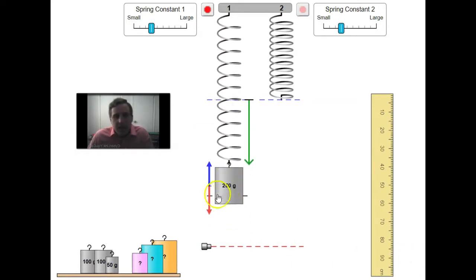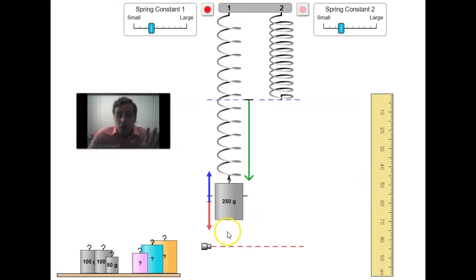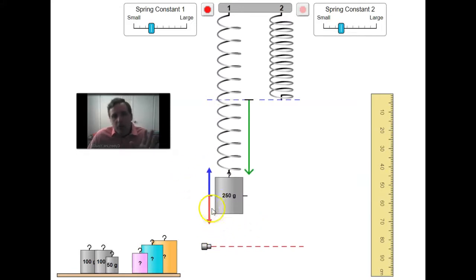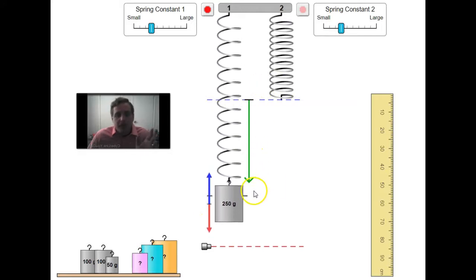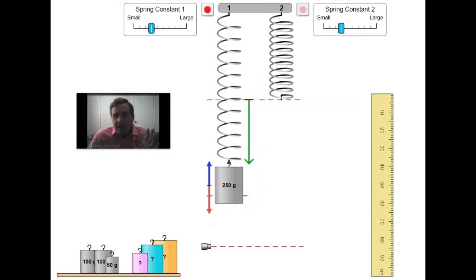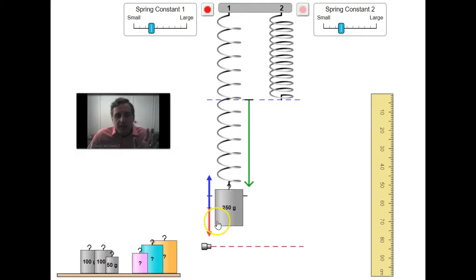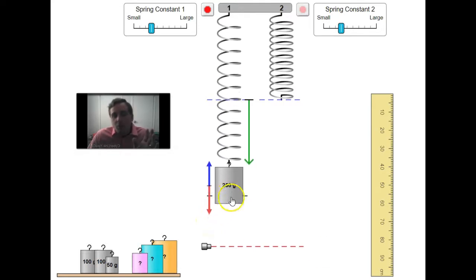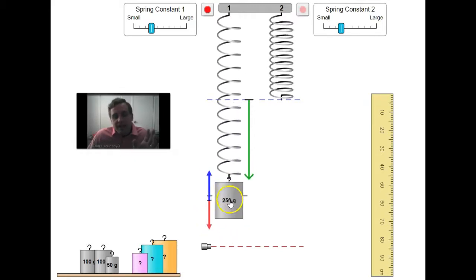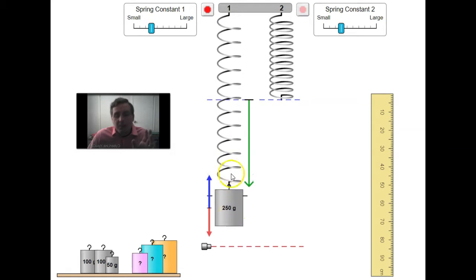Notice that, again, the weight force is larger because we have a larger mass. So the Hooke's law spring force is larger because we have a larger initial displacement. But again, if I slow this down, you'll see that the Hooke's law spring force is greater than the weight force when we're below equilibrium. The Hooke's law spring force is less than the weight force when we're above equilibrium.